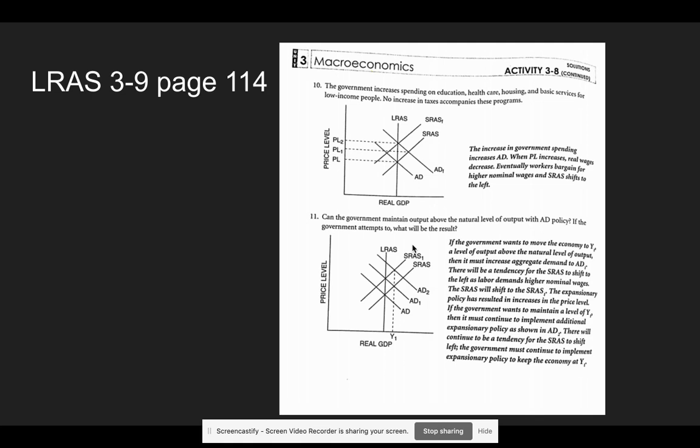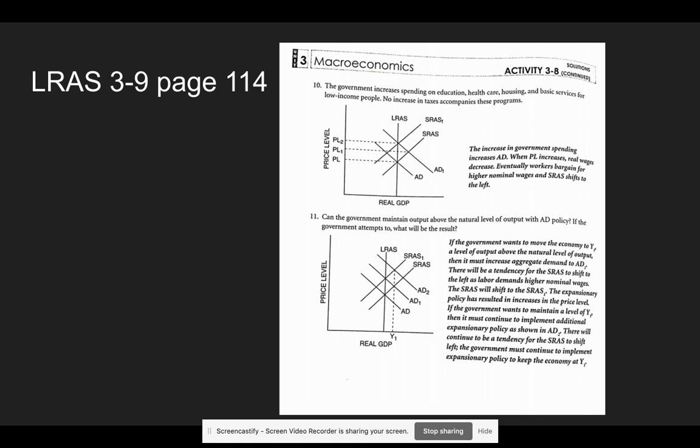And then we're going to be back at equilibrium, but we're going to be at a higher price point. Finally, number 11, can the government maintain output above the natural level of output with aggregate demand policy? This is very, very wordy, and there's a lot going on in this graph. So just take it slowly. It's basically saying if we want the government to move the economy to YF, so this is at full employment right here, then it's going to have to increase aggregate demand, right? And that means that there's going to be a tendency for the short-run aggregate supply curve to shift to the left like we've been seeing before.